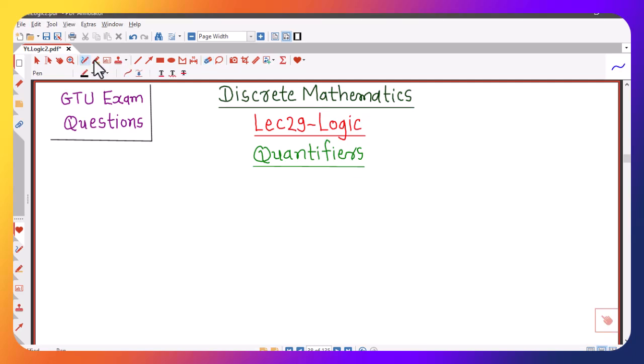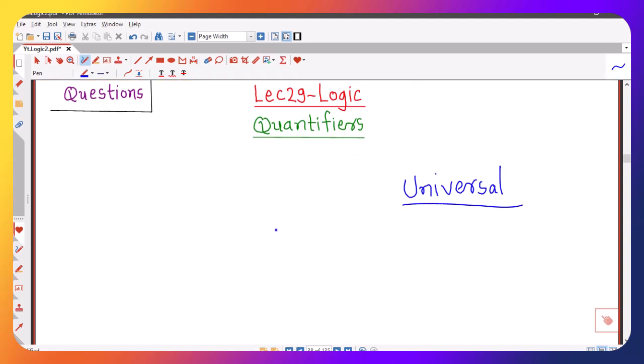In this lecture we are going to discuss another quantifier which is known as existential quantifier. In previous lecture number 28 we have discussed universal quantifier, and we use universal quantifier whenever we want to denote that some property is true for all values of x in a given domain.